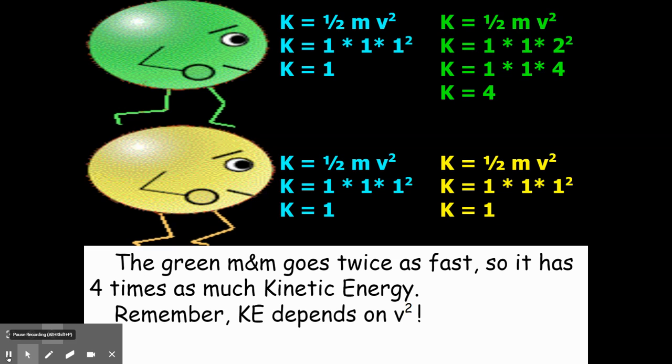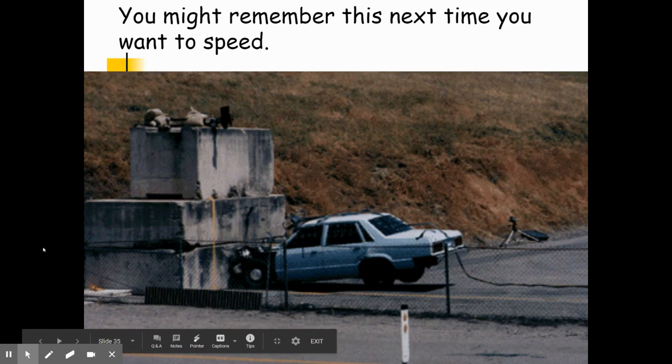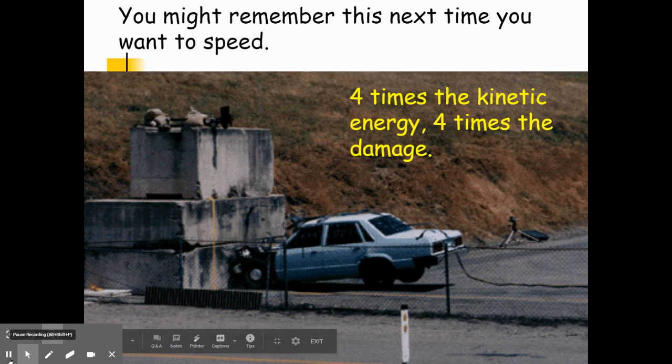So what this means is that if your green one has 4 times as much kinetic energy because you drove twice as fast, then you're going to have more damage if you are in a car accident. If you are in a car accident and you're going twice as fast, you're going to have 4 times more energy that you need to dissipate, which means that your car is going to get way more smashed up. In other words, 4 times the kinetic energy, 4 times the damage.